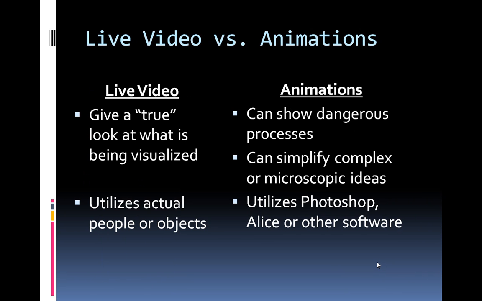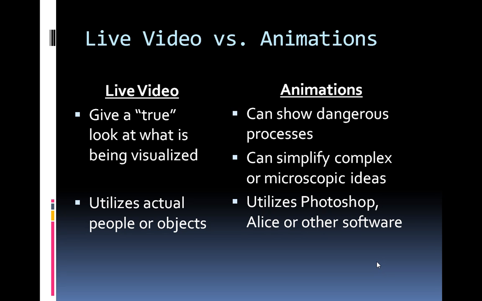So now, you've uploaded your video, you have access to it, and you're done. So now just a quick intro into live video versus animations. There are two different types of video. A live video is actual real-world recordings where you can see what is happening. This would be recording yourself, recording a paper, using a webcam. And it uses actual people or objects. This is what we've been talking about up to this point.